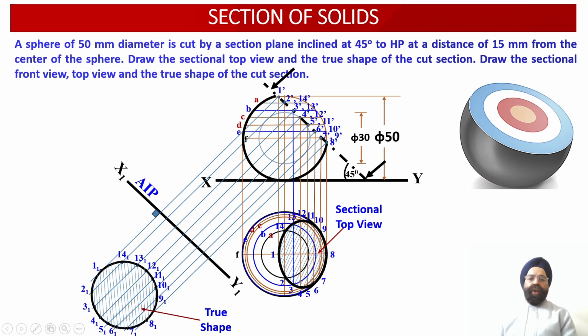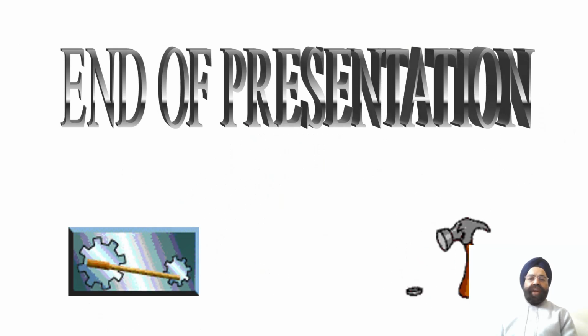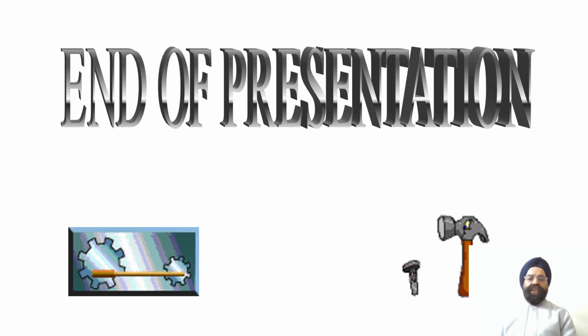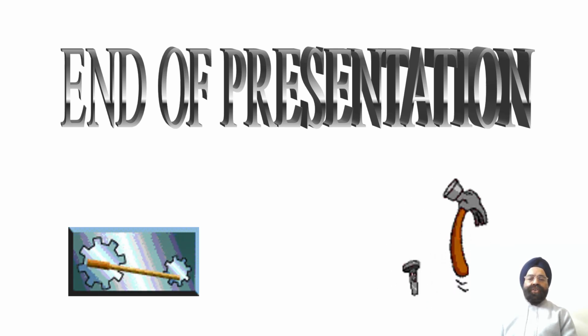So this is all for today. I hope that through this discussion you would have understood the procedure: how do we evaluate the sectional front view, sectional top view, and the true shape projection of a sectioned sphere when the sphere has been cut by an auxiliary inclined plane, inclined to the horizontal plane.